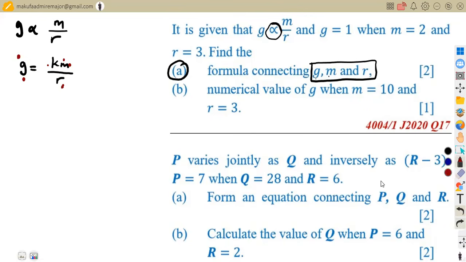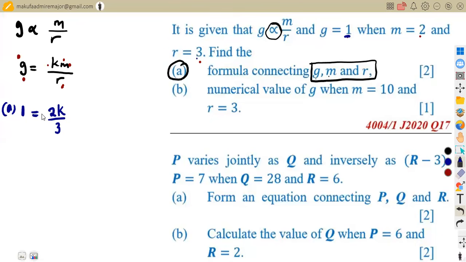So how are we going to get that K? We use the information that we are given here to find K. So we are given here that G is equal to 1. So we substitute in this case. Meaning to say, in part A, G is equal to 1 when M is 2. So this is going to be 2K over R, when R is equal to 3. Remember, we are supposed to calculate the value of K, which is the constant.